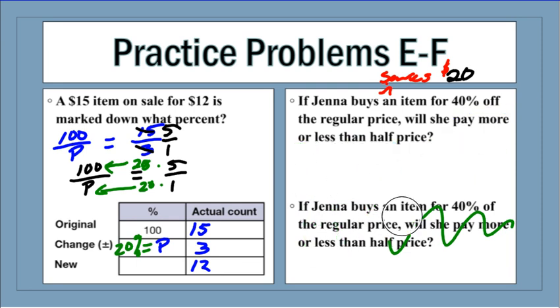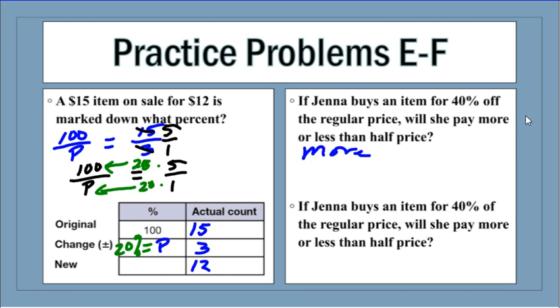But this last one here, what if I put the $20 in here? Well, let's look at what, I misread the question here. It says if Jenna buys an item for 40% off, will she pay more or less than half price? So if it's 40% off, she's paying 60%. So 60% is more than half.